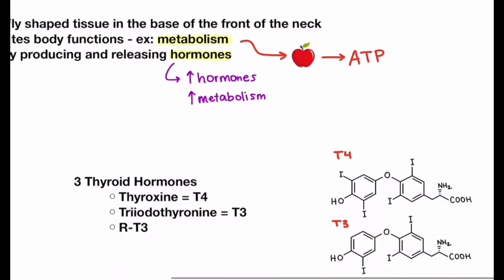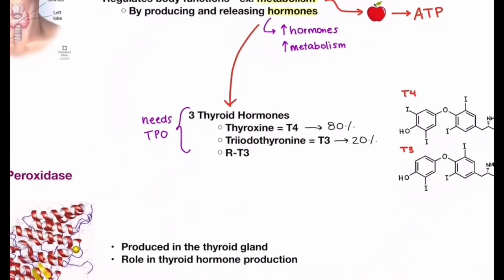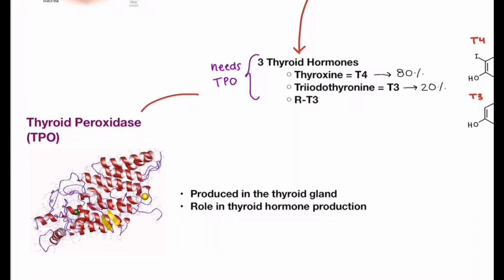The hormones produced are called thyroxine, or T4, triiodothyronine, or T3, and RT3. Normally, approximately 80% of the thyroid hormones produced are T4 and 20% are T3. In order for the thyroid gland to produce thyroid hormones to maintain metabolism, it has to produce an enzyme called thyroid peroxidase, which is also known as TPO. Thyroid peroxidase helps with this process by assisting in a chemical reaction that produces the thyroid hormones, and this all occurs within the thyroid gland.